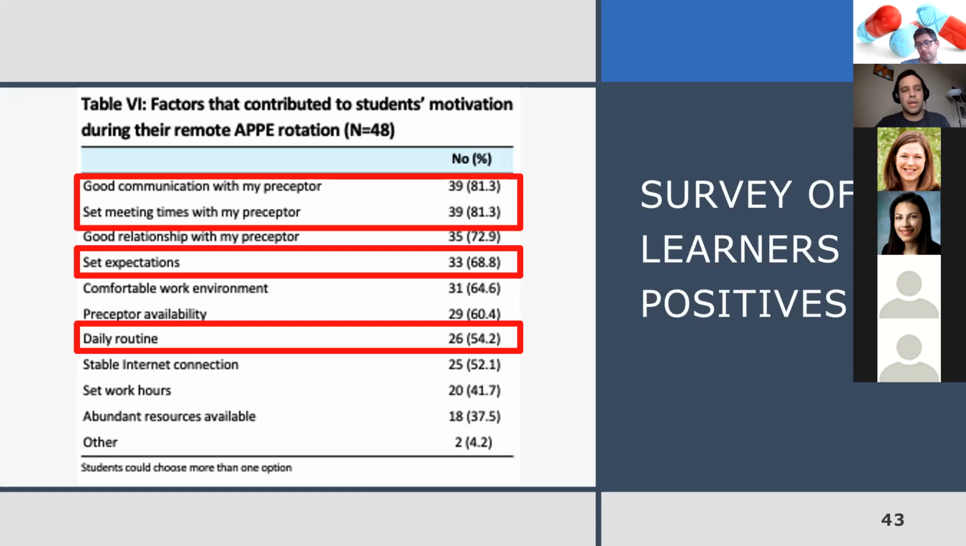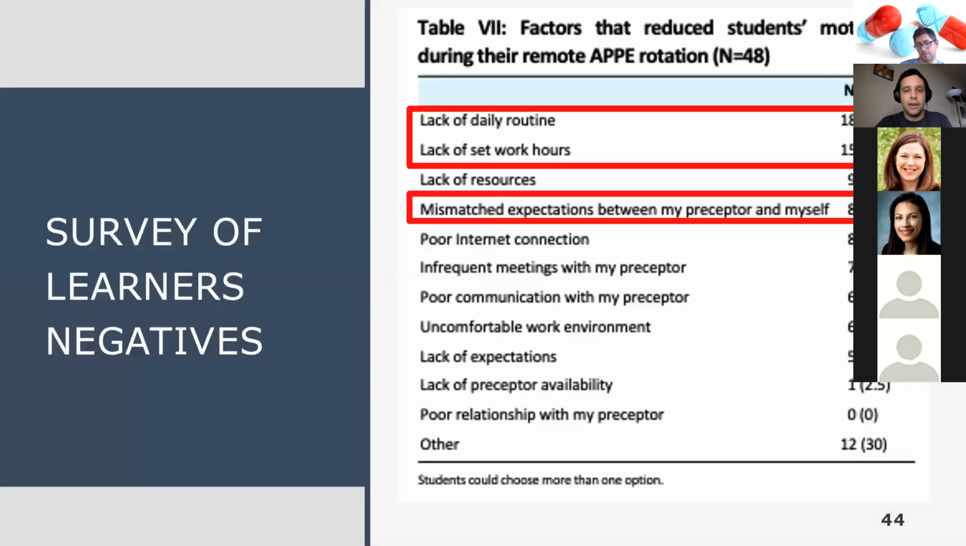So as we mentioned, just making sure to communicate your goals and expectations, and making sure to denote when you want to meet, how often you want to meet, and how you're going to meet, I think is really important. And then having that routine set up daily is really important to learners. Things that they didn't like are the opposites of those. So lack of set work hours, lack of a daily routine, and mismatched perceptions between the preceptor and the learner.